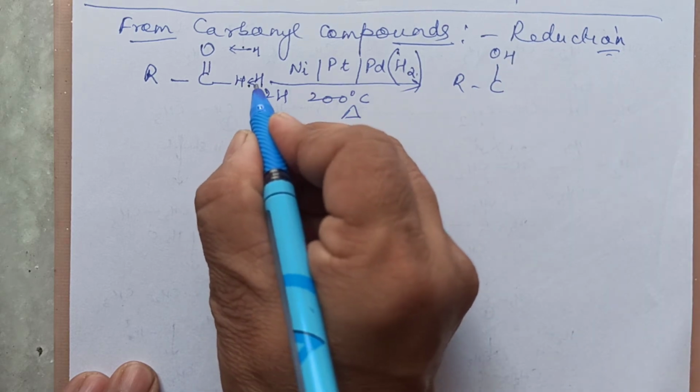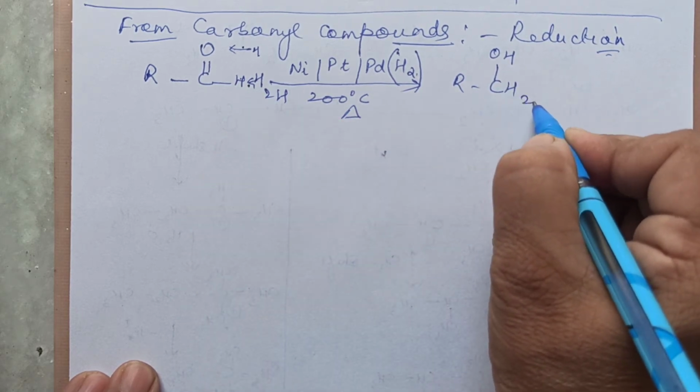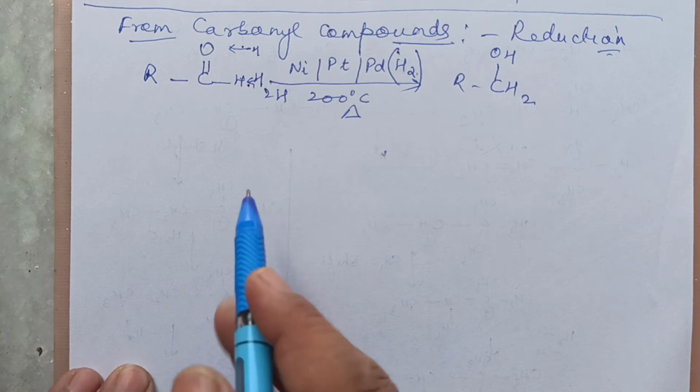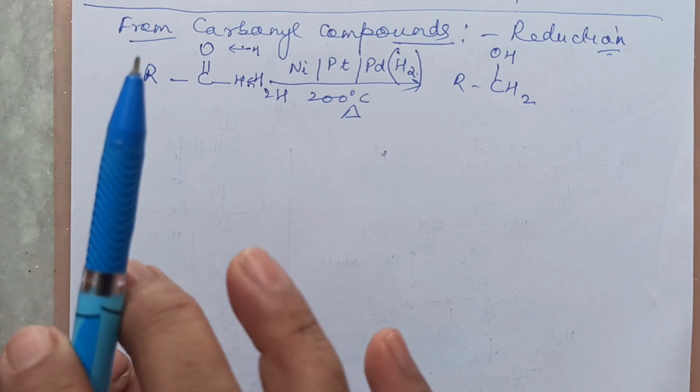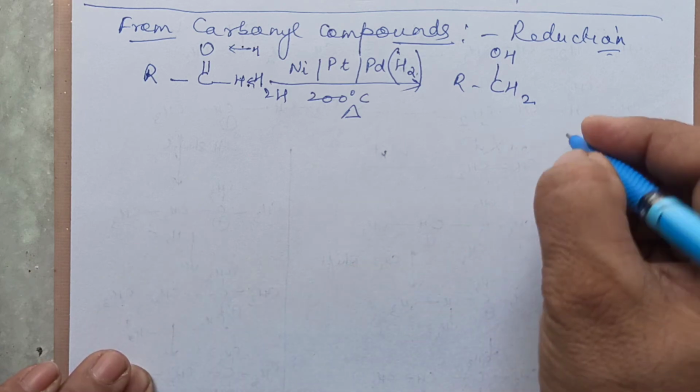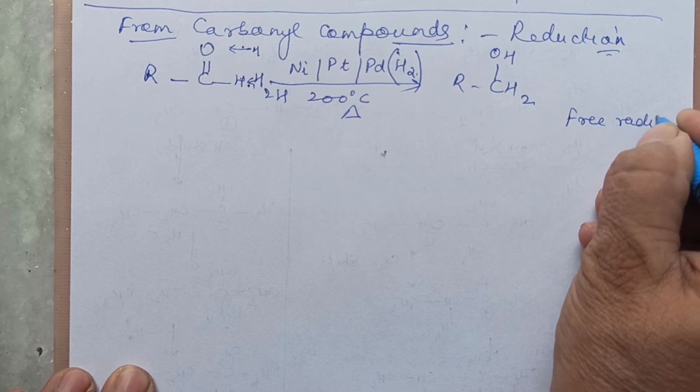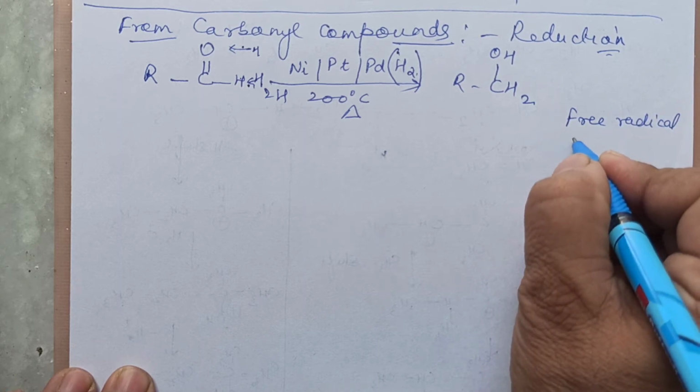Now there is one hydrogen, one more is added, it becomes CH2. That means you got alcohol. Now what is the mechanism of this reaction? This is following free radical mechanism. Free radical addition mechanism. Because double bond is getting converted into single bond.